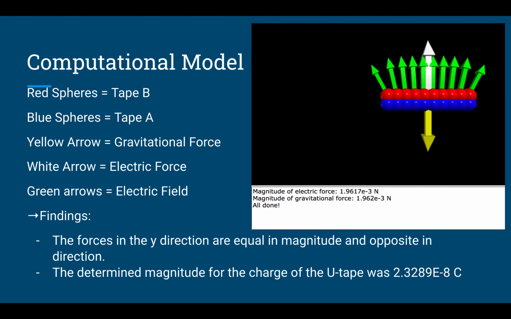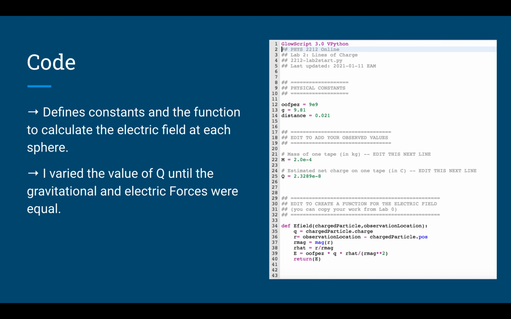My computational model is shown on the right, as well as the magnitudes calculated for the electric and gravitational forces. The red spheres represent the line of charges for tape B, the blue spheres show the line of charges for tape A, the yellow arrow shows the negative gravitational force, while the white arrow is the equal and opposite electric force, and the green arrows show the electric field. The determined magnitude for the charged U-tape was 2.33 times 10 to the negative 8th coulombs.